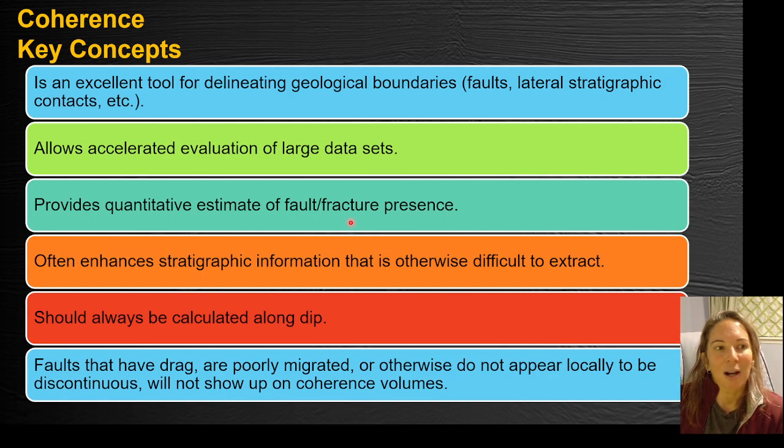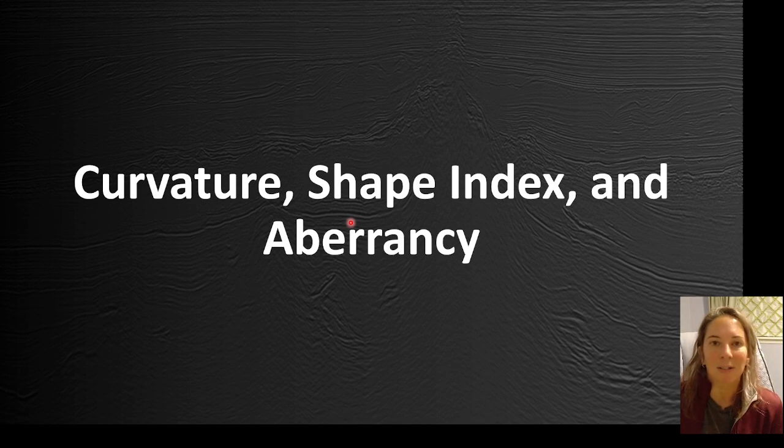And so just a couple of key concepts with coherence. As I've mentioned, it is a great tool for delineating geologic boundaries, whether they're stratigraphic, channel-related, or faults. I'd mentioned that I use it for QCing, so it's really great at quickly evaluating a larger data set. It can give you information about faults and fractures, stratigraphic information, and I put this in red, but you should always calculate it along dip. All right, and of course, if you have any imaging problems from acquisition or processing, those are going to appear, so there are still going to be problems in your coherence in terms of interpretation.